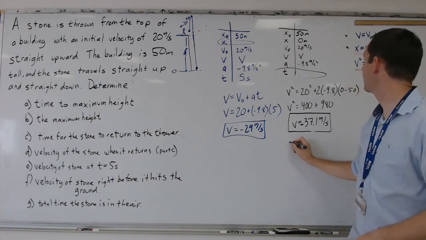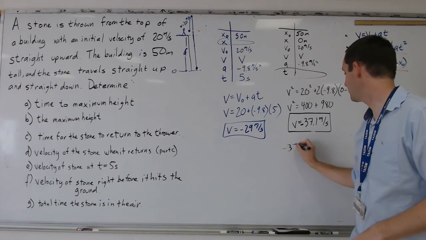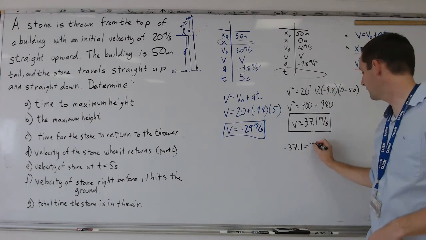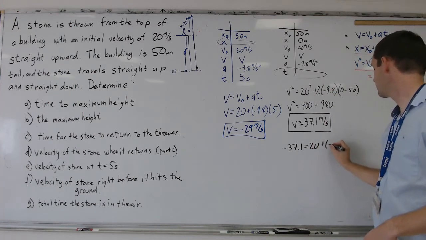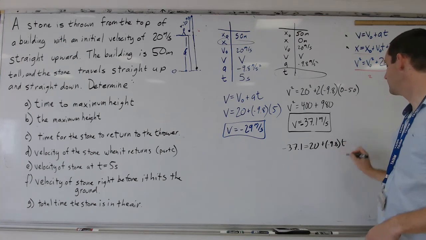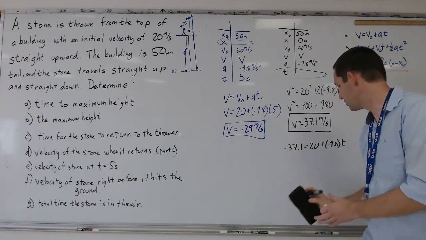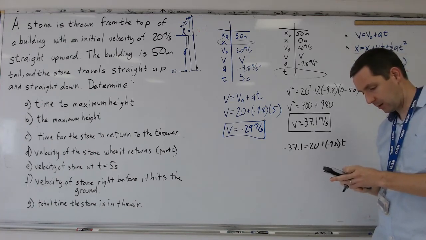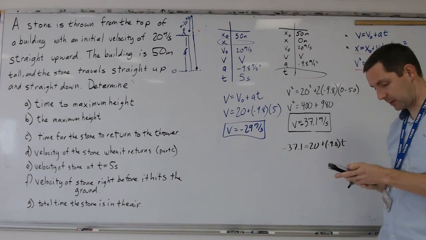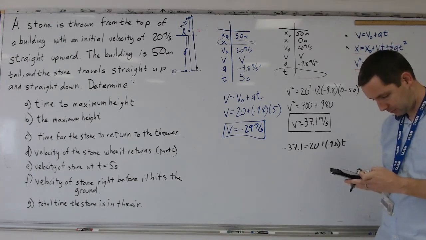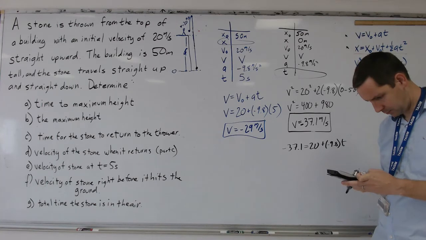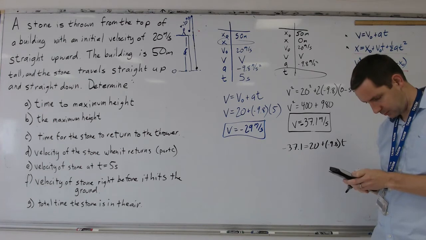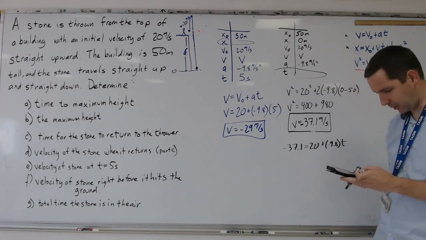So we'll go final velocity, which we just found, negative 37.1, is equal to the initial velocity, which was 20, plus the acceleration, which is negative 9.8, times time. And now we should be able to solve. So we'll take that negative 37.1, and then we will subtract the 20.